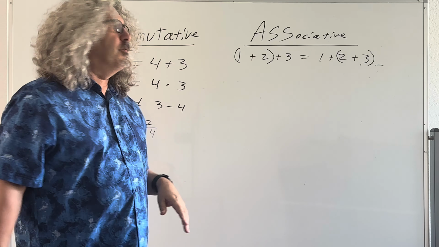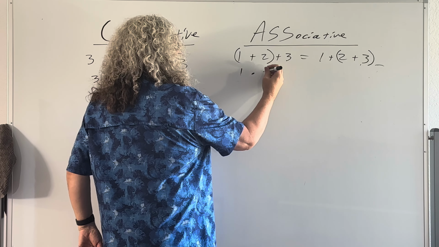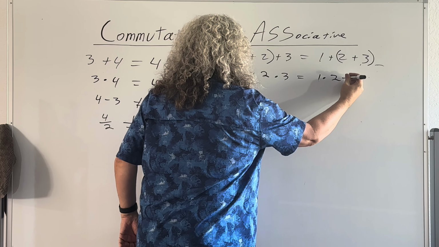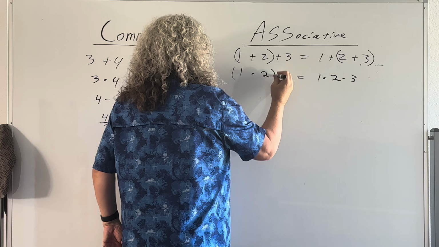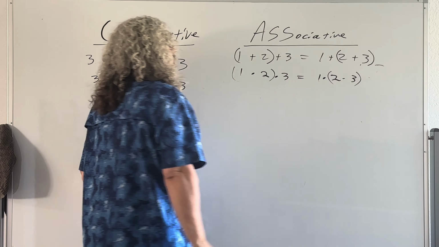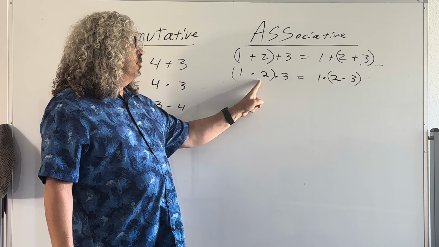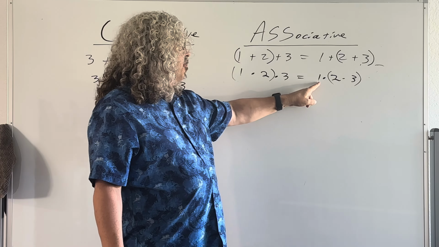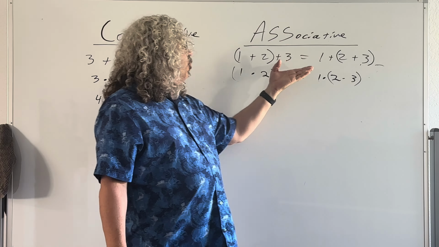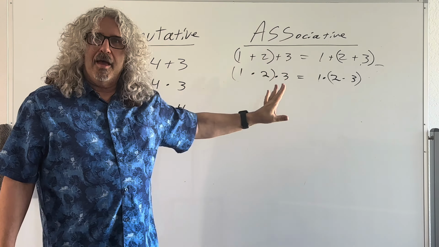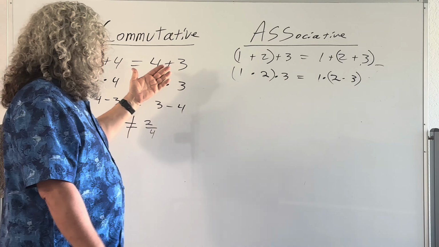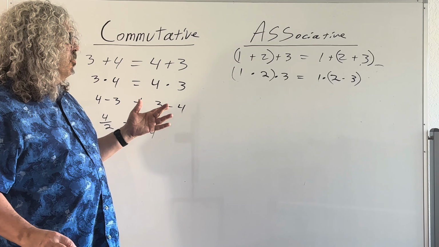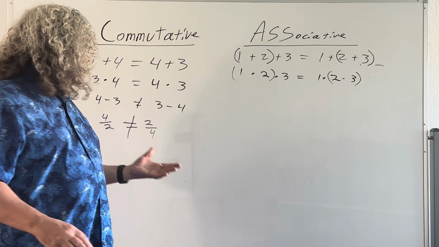It's also going to work for multiplication. If I did 1 times 2 times 3 equals 1 times 2 times 3, and I would just group them a little bit differently. Here I would get 1 times 2 is 2, 2 times 3 is 6. 2 times 3 is 6, 6 times 1 is 6. So associative works with both addition and with multiplication. Just like commutative, it does not work with subtraction, and it does not work with division.